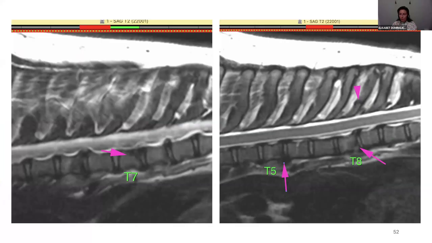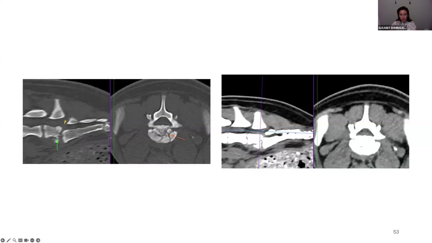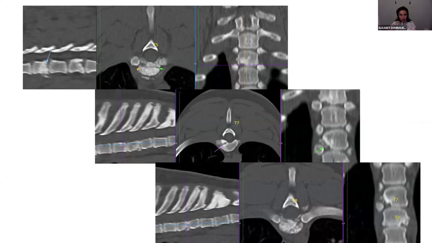That dog had other multiple fractures in the rest of the vertebral column that were less visible on the MRI. So we have a fracture at T7, T5, T8. And if we compare with the CT, the CT makes it very easy to detect the fracture in the L7 vertebra with the lumbosacral subluxation. That was a comminuted fracture. And we can also see the loss of visualization of the normal epidural fat surrounding the spinal nerves.